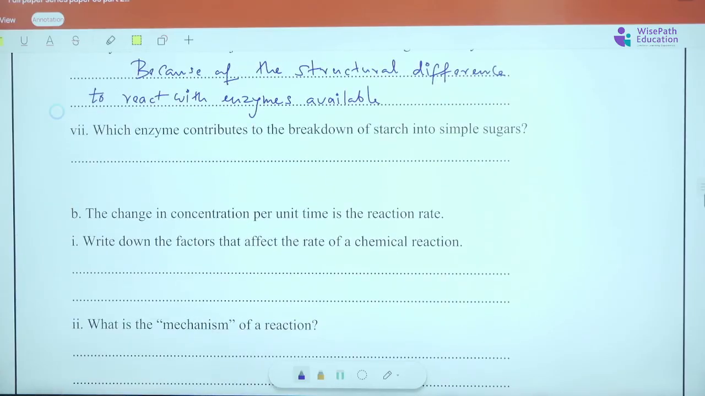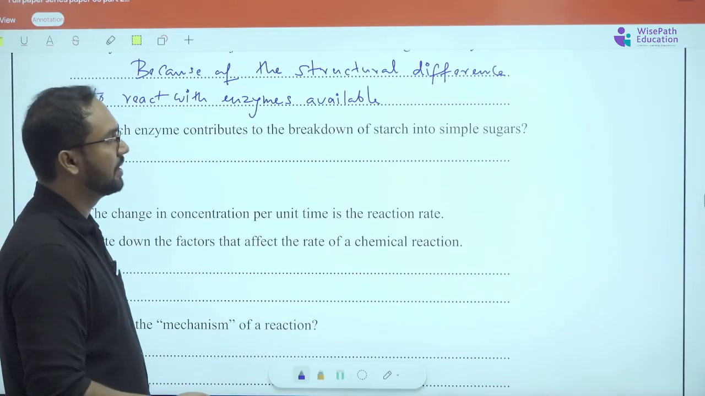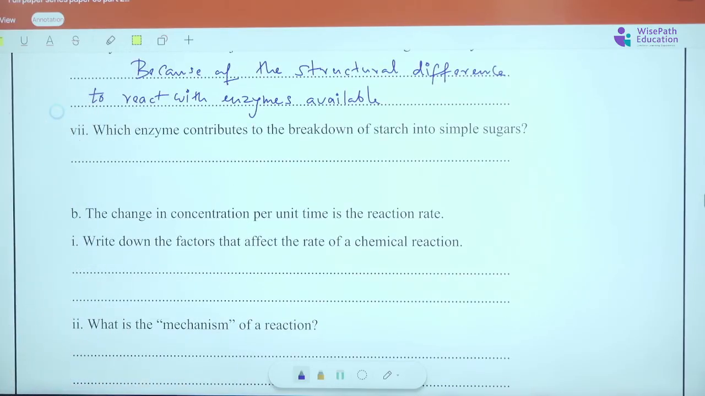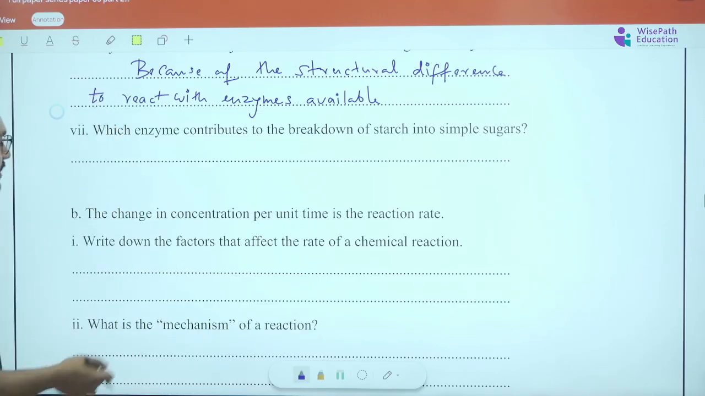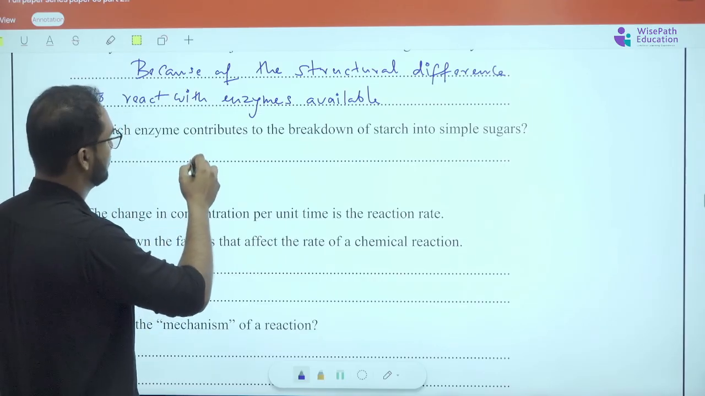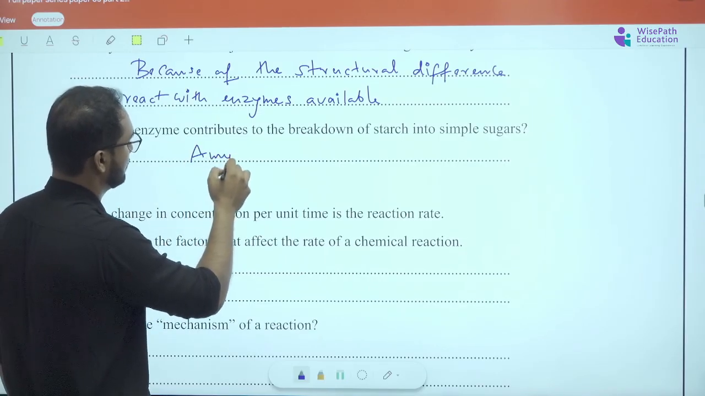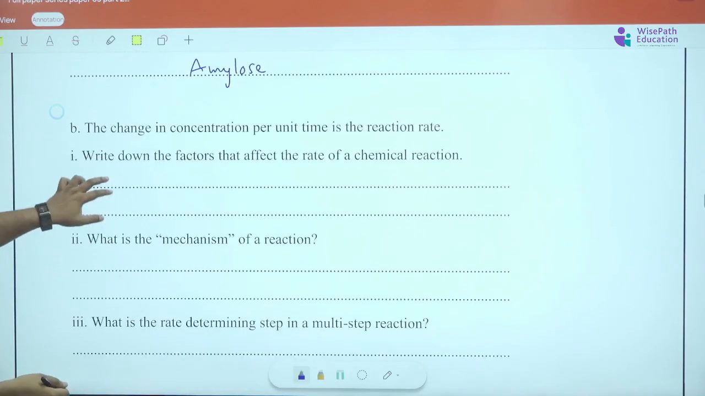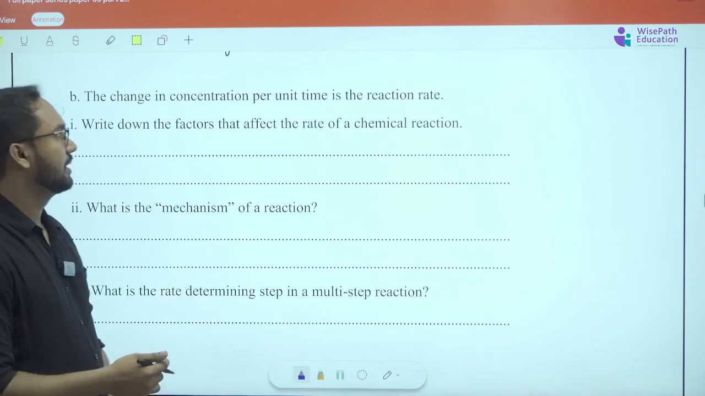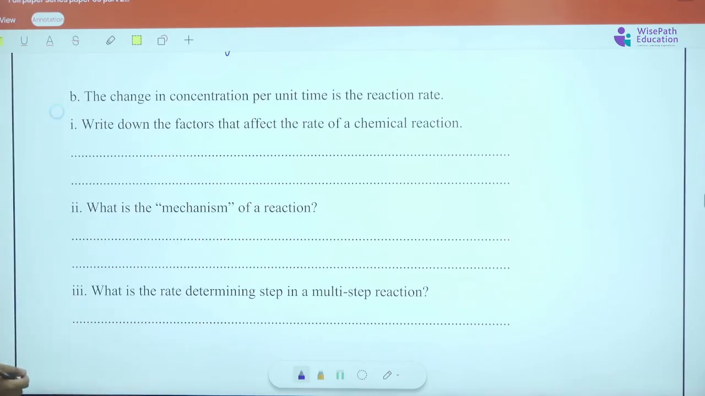Which enzyme contributes to the breakdown of starch into simple sugars? We already discussed this. Yeah, amylase. The change in concentration per unit time is reaction rate. Write down the factors that affect the rate of chemical reaction.